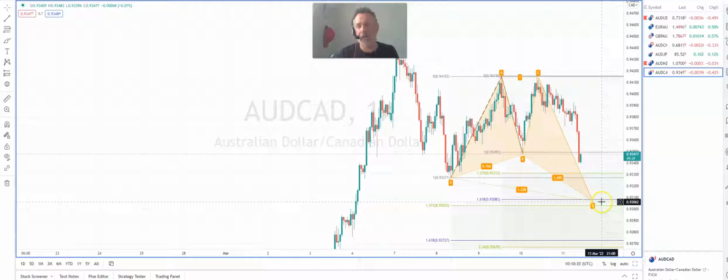So just to highlight what we've been talking about, so euro, that train has left the station and is now moving to the downside. We're looking at buying into dips in the Aussie this morning.